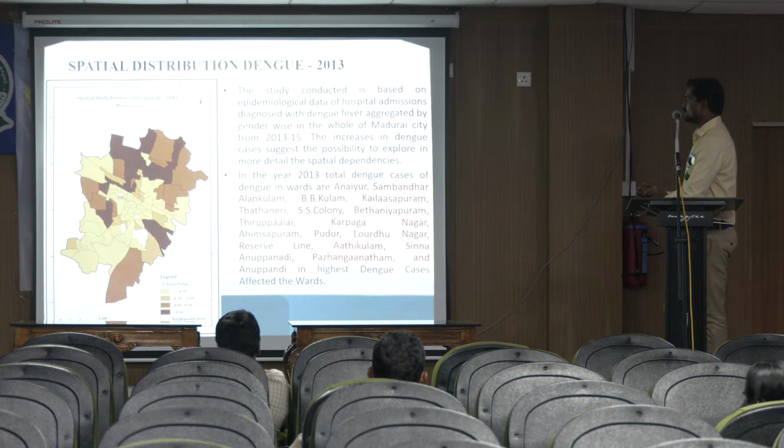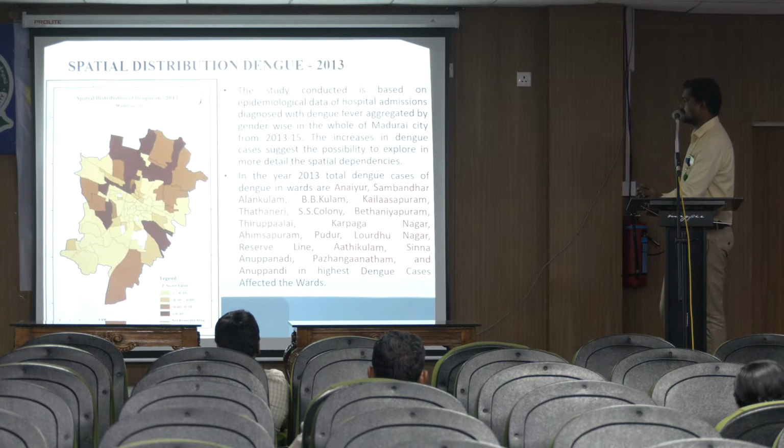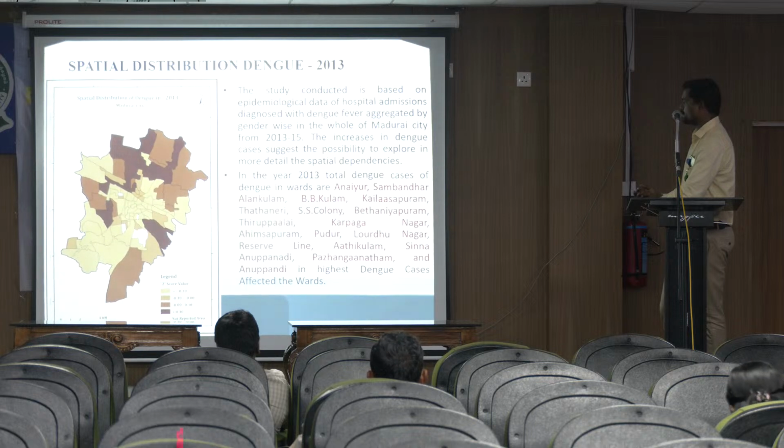In 2013, dengue cases affected Anayur, Sambandana Kulam, PP Kulam, Kailasapuram, Tattaneri, SS Colony, Pathaniapuram, Tirupalli, Karpal Nagar and the reserve area in Palanganatham. Most of the areas were affected by dengue. Tattaneri is one of the major peak-affected areas of dengue in Madurai city.